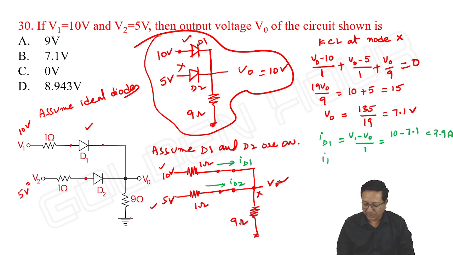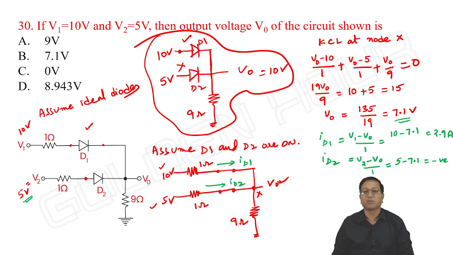And what about ID2? It is V2 minus V output by 1. Here you can see it is 5 volts and V output is 7.1 volts. 5 minus 7.1, it is negative. I need not even calculate, anyway, minus 2.1. Once the diode is in conduction, it is not possible to have a negative current from anode to cathode. So it is not possible. Implies D2 is off.